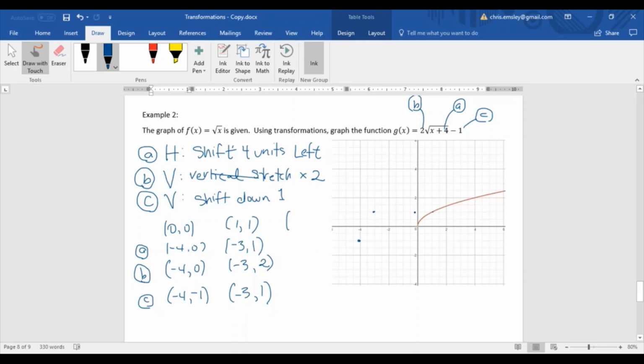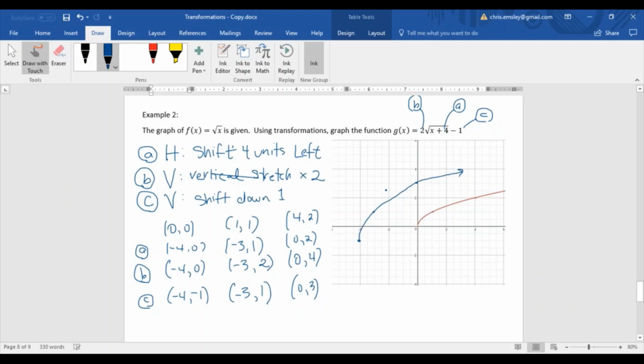Okay, so another point on our original function is the point 4, 2. And if I take that point and apply these transformations, I shift it 4 units to the left, and that makes it 0, 2. Vertical stretch by 2, so that means take the y value and multiply it by 2. And then a vertical shift down 1 means subtract 1 off that y value, so 0, 3. And there is our new transformed square root function.